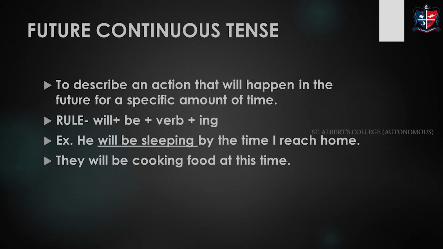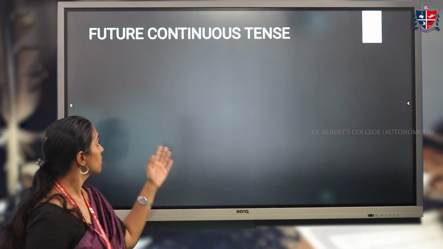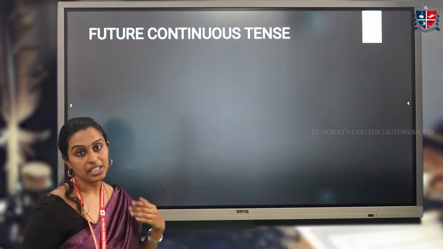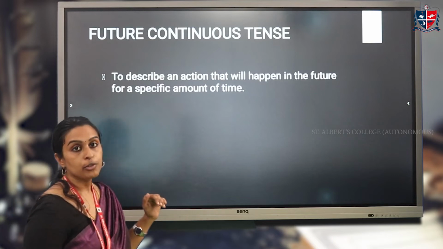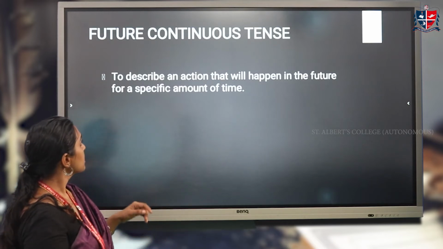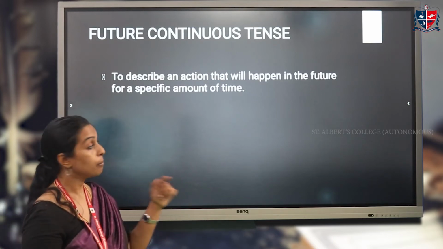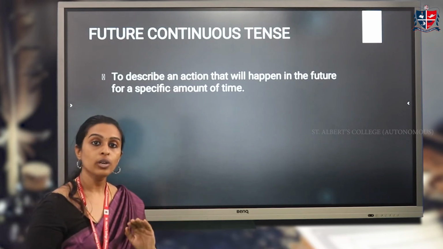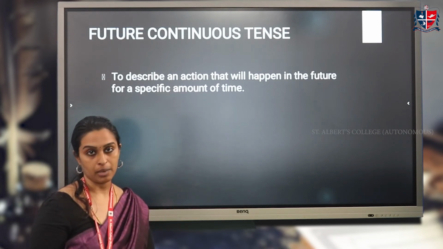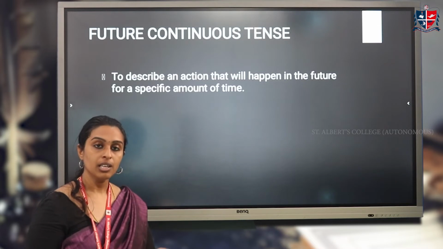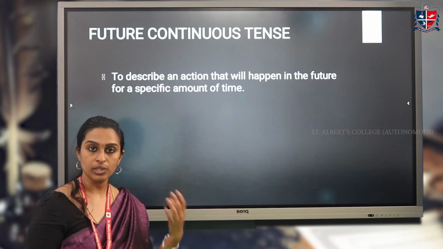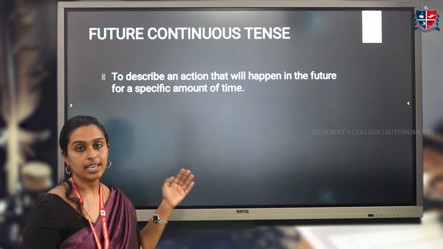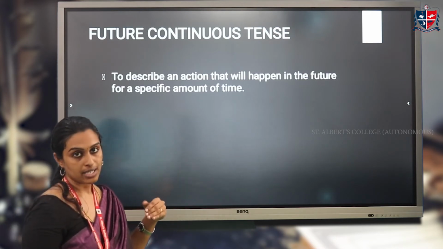Now we can move on to the different subdivisions of the future tense. This is future continuous tense. We use future continuous tense to describe an action that will happen in the future for a specific amount of time. So that is, in the future, that thing is going to happen only for a specific amount of time. So for that we use this tense, that is the future continuous tense.